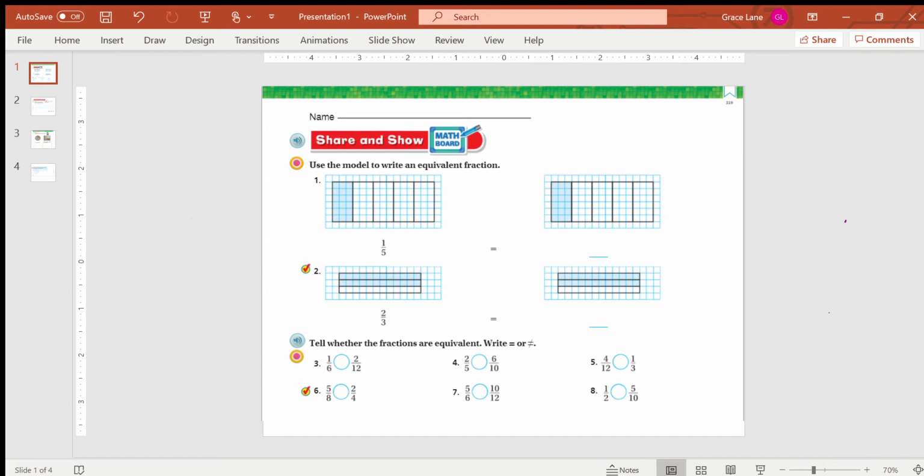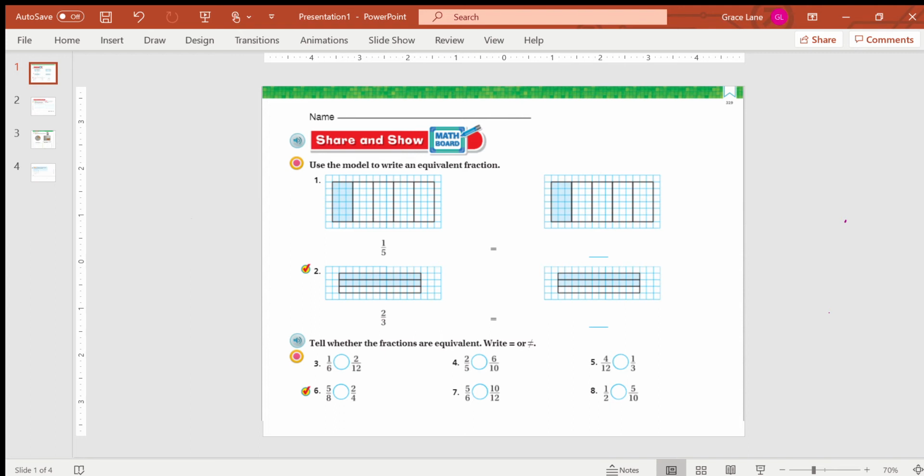So number 1 and number 2 say, use the model to write an equivalent fraction. So the first one is showing 1/5. So the whole picture is cut into 5 equal parts, which is where I got the fifths. And since one part is shaded in, the fraction is 1 out of 5. And so next to that, we're going to try to now cut fifths up into more pieces to make an equal fraction.